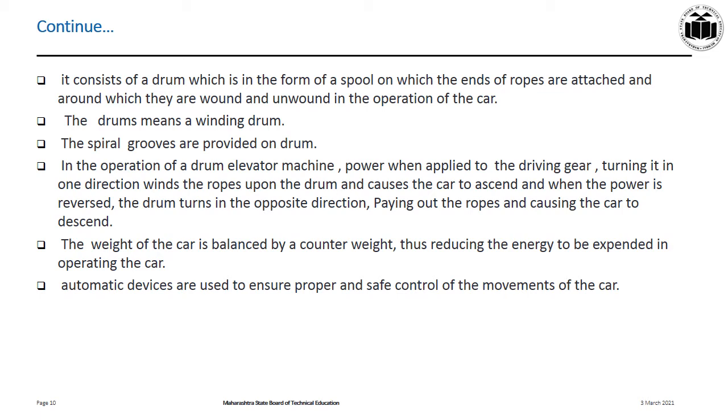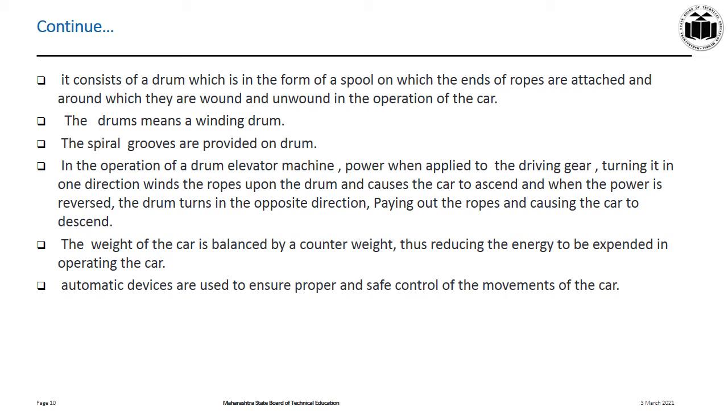Basically, in the operating mechanism, there is a drum in the form of a spool. The shape is in the form of a spool, as we have seen in the diagram, which is helpful for attaching the ropes for the operation of the car. Drum means a winding drum. Spiral grooves are provided on the drum.